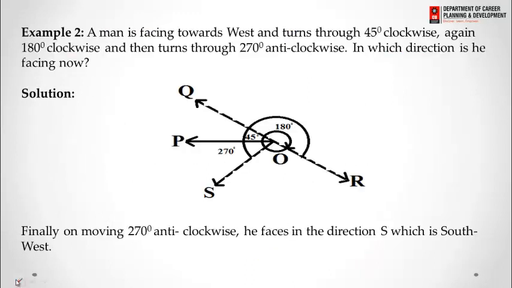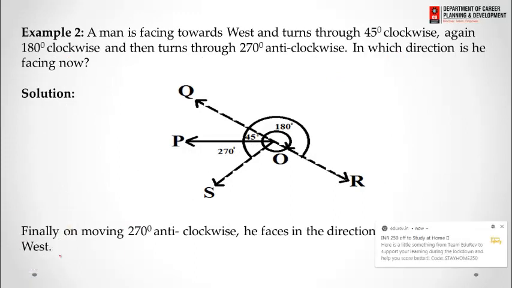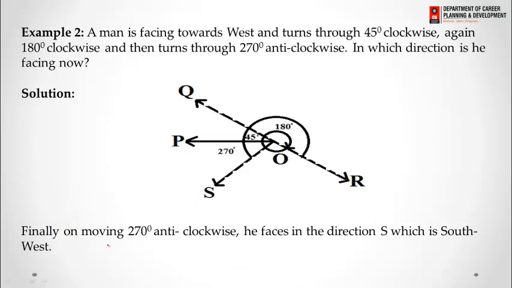Now the example number second what we have. In this, a man is facing toward west. It means a man is facing toward west. Now he takes a 45-degree clockwise turn. Now he turns towards northwest.